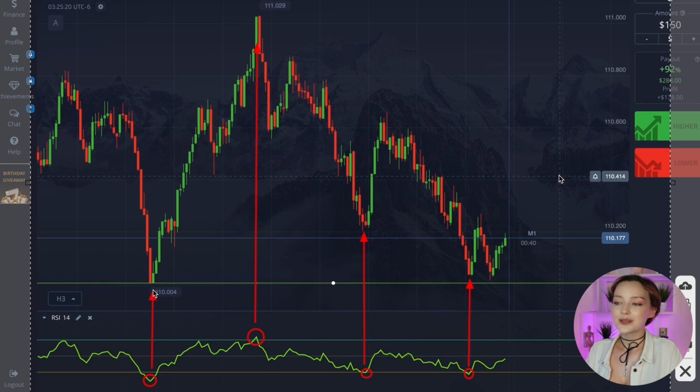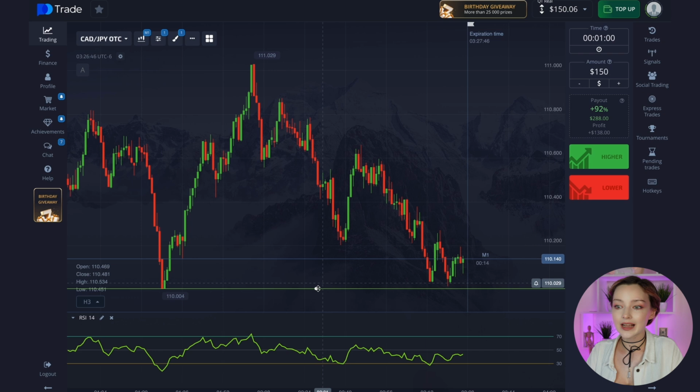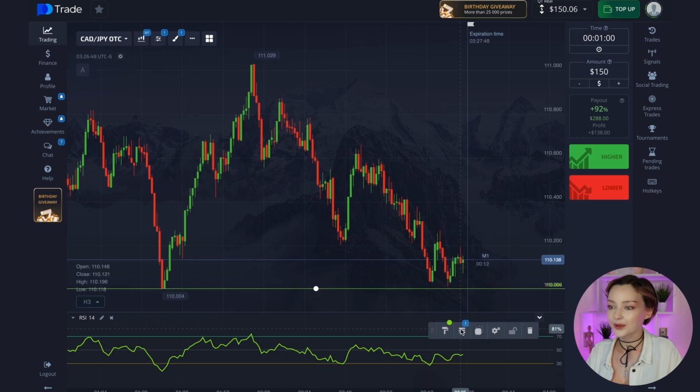What do all these points that touch the 30 area have in common? The 2 points right here are at approximately the same price level. We're drawing a line right here, determining the level. There's also a simpler way to do it. Just like we did in the very beginning, we can draw a horizontal line and make sure the chart has reacted to the level as many times as possible.